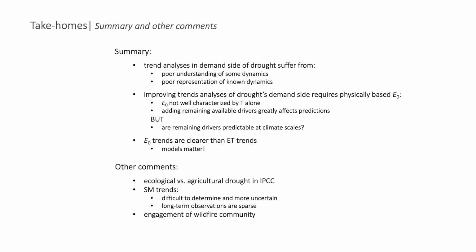So just to sum up very briefly, I just try to point out that these trends analyses in the demand side of drought suffer from both poor understanding of dynamics and then a poor representation of dynamics. Also note that we really need a physically based evaporative demand to improve trends analysis of drought's demand side. You cannot use a temperature-based evaporative demand. Adding those remaining drivers really affects predictions, but we don't know yet if those remaining drivers are predictable at climate scales. For example, one of the most important drivers is wind speed.